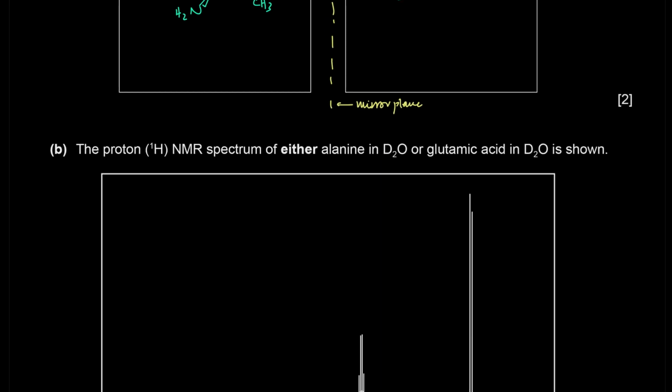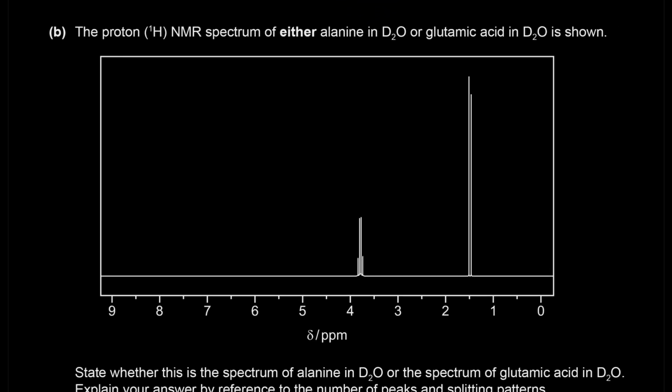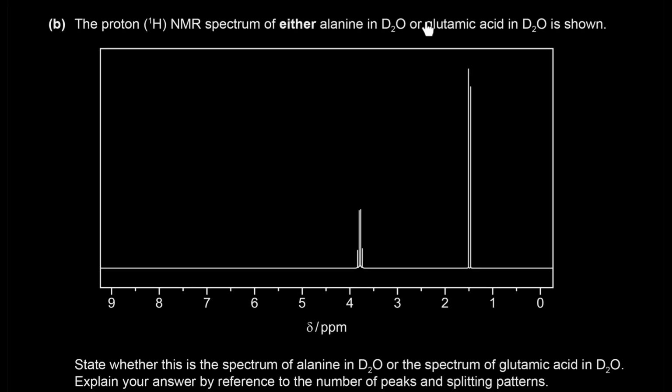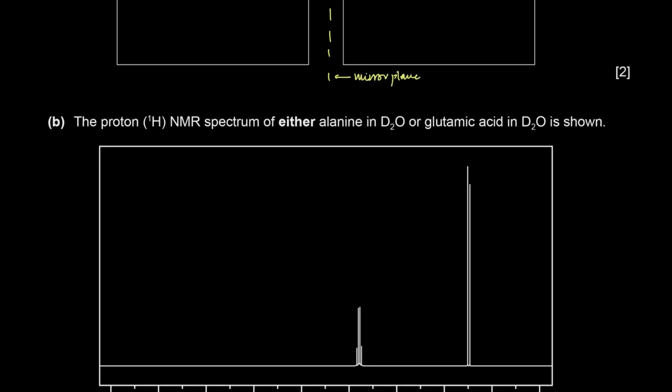The proton NMR spectrum of either alanine in D2O or glutamic acid in D2O is shown. State whether this is the spectrum of alanine or the spectrum of glutamic acid. Explain your answer by reference to the number of peaks and the splitting patterns.